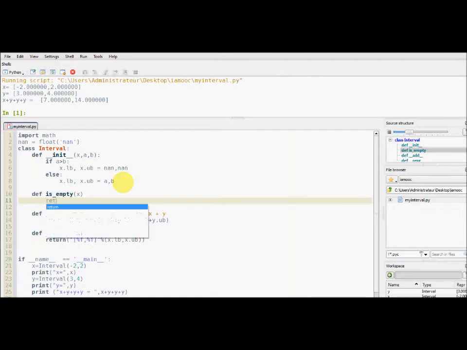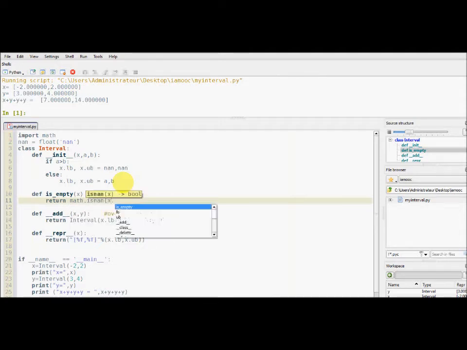So return, so it is in math, dot is not a number of x dot lower bound, for instance, because if it is empty, both lower bound and upper bound correspond to not a number.